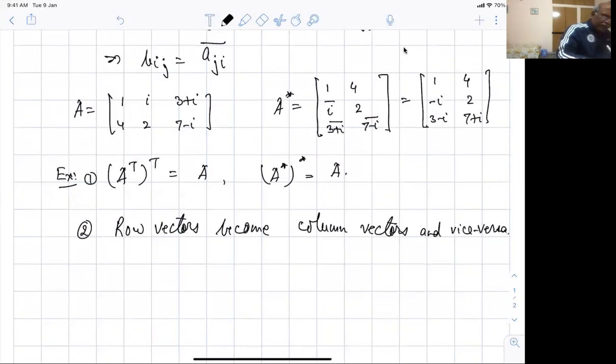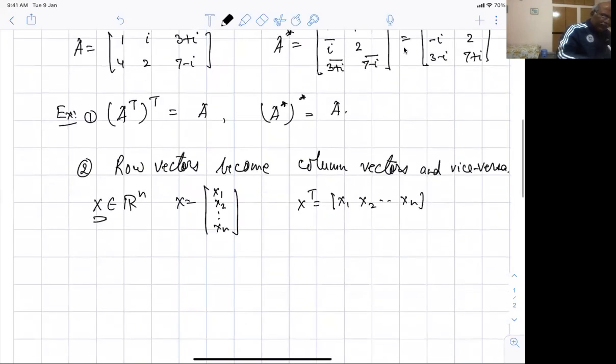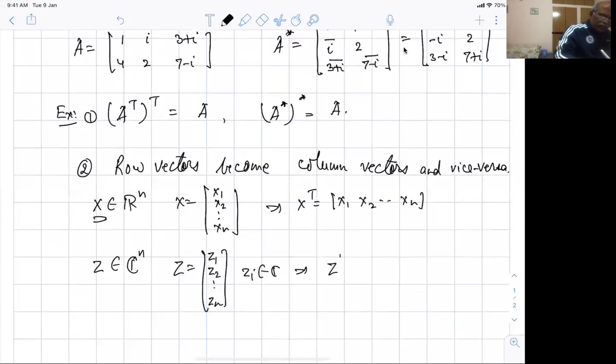If you remember, we had said that every vector for us is a column vector. X belonging to Rn is going to look like X equals x1, x2, up to xn. So whenever I write X transpose, it will turn out to be a row x1, x2, up to xn. Similarly, if I take Z belonging to Cn, Z will look like Z1, Z2, up to Zn, each Zi a complex number for us. And this will imply that Z star will be equal to Z1 bar, Z2 bar, up to Zn bar. This is the way it goes.